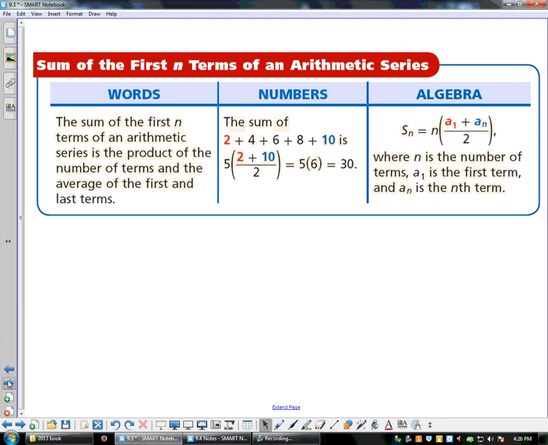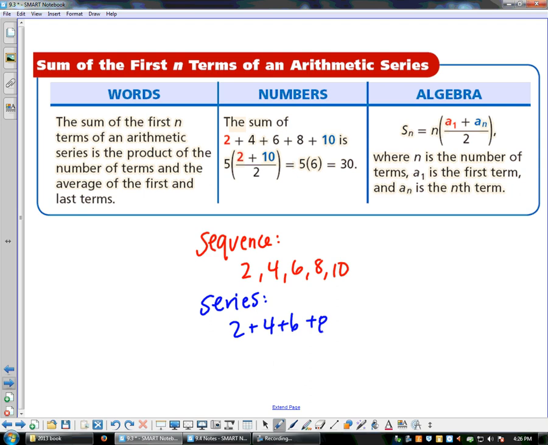So here's an example. Let's just talk about this for a second. The arithmetic sequence shown here would be 2, 4, 6, 8, 10. The series of the same values would be 2 plus 4 plus 6 plus 8 plus 10. So that's the difference there. A series adds them together. If I wanted to know the sum of 2 plus 4 plus 6 plus 8 plus 10, the shortcut instead of actually adding all of those is to multiply the number of terms. There are 5 terms, and we're going to average my first term and my last term.